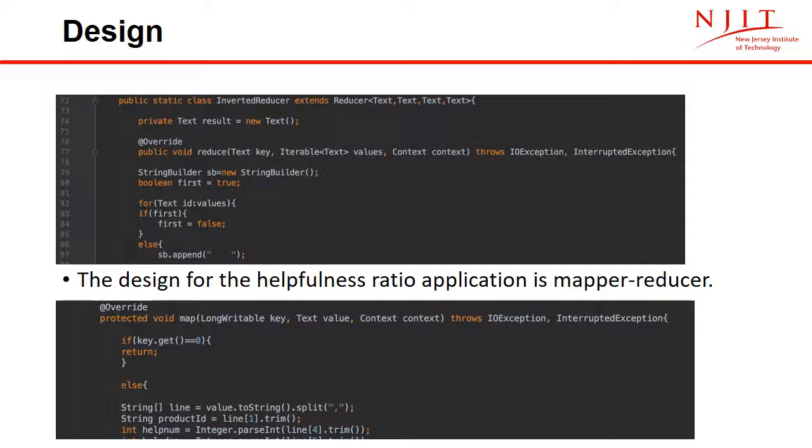So our data set gives us helpfulness numerator and denominator for every product. So we've used one MapReduce to find the helpfulness ratio. What we've done is we've averaged the values of numerator and denominator, and we've found out the helpfulness ratio, and we've multiplied it by 100, and we have displayed those helpfulness ratios for every product.